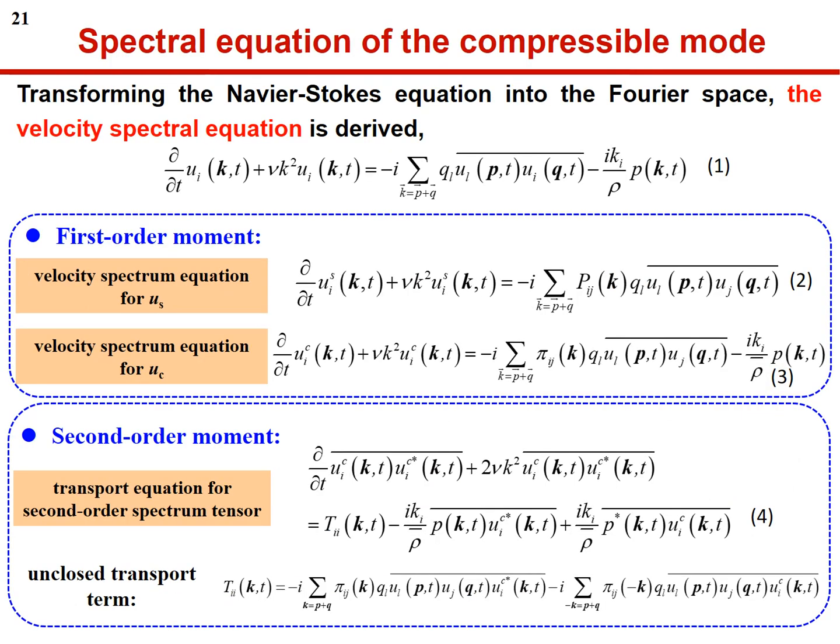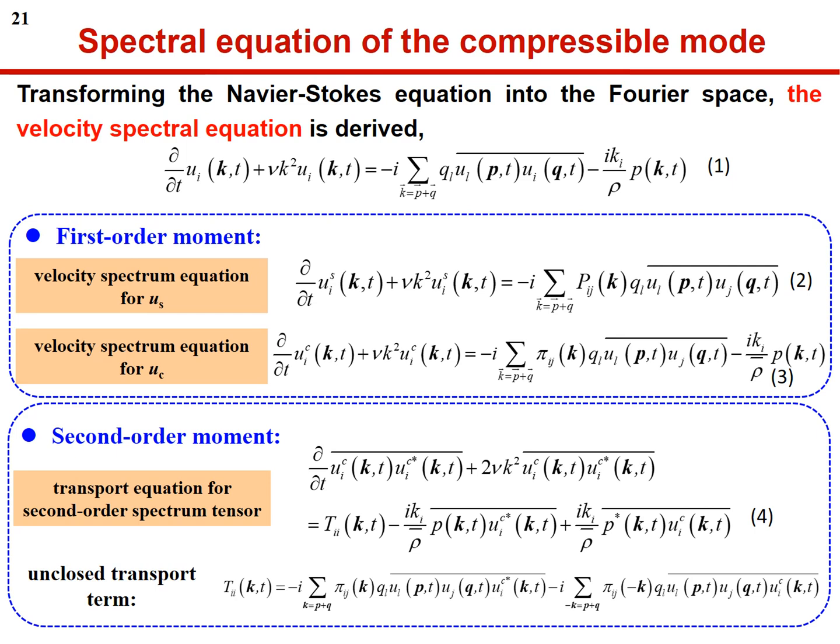In order to obtain the spectral equations of the compressible mode, we transform the non-conservative form of the Navier-Stokes equation into the Fourier space. The velocity spectrum is obtained as equation 1. With the above two projectors, we get the velocity spectral equation of the compressible mode based on the incompressible momentum equation. The first-order statistic gives the velocity spectral equation of the solenoidal mode and the compressible mode. These equations consist of the unsteady term, the viscous term, the convective term, and the additional fluctuating pressure-related term.